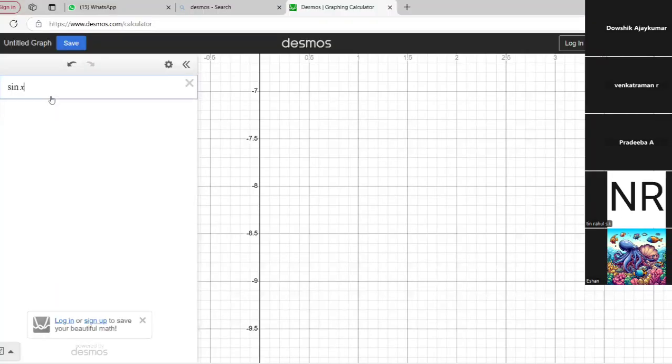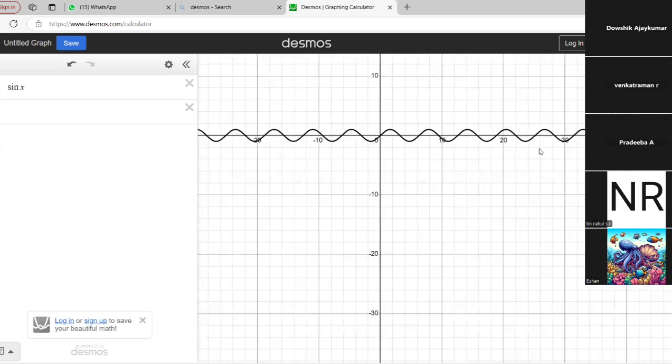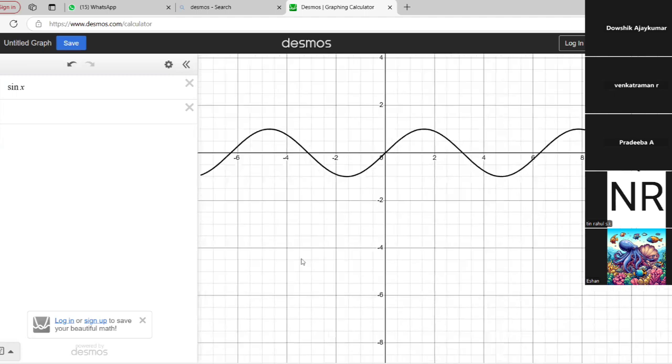So this is your sin x graph. It's a very obedient graph. It keeps moving properly up and down, very regular, like a regular-to-school, regular-to-class kind of graph.